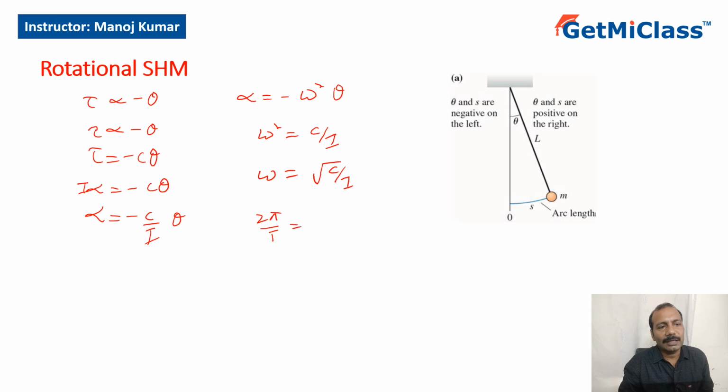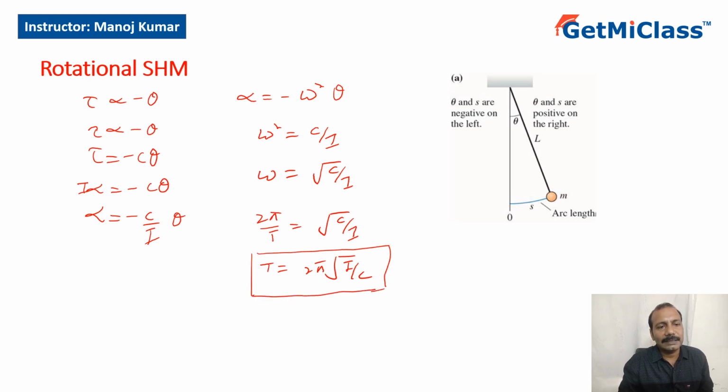Omega can be written as 2 pi by T. So I have 2 pi by T equal to root c by I, where I is moment of inertia and c is the coefficient of theta in the expression for torque. So we have T equal to 2 pi root I by c. This is the expression for time period in angular SHM.